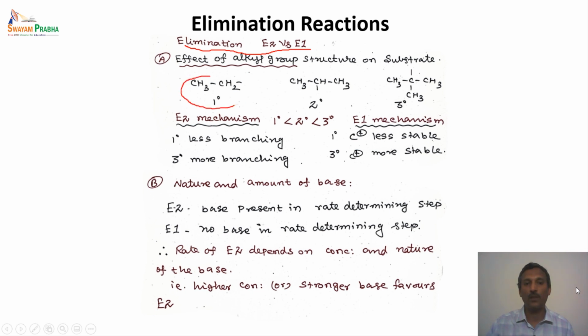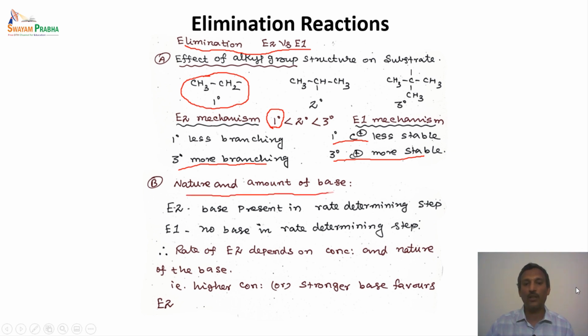So when we talk about the primary, this is a very small or linear group. According to the E2 mechanism, the primary has less branching, so this reacts much faster compared to tertiary, because there is more branching in the tertiary case. Whereas in the case of the E1 mechanism, the primary carbocation is less stable, whereas the tertiary carbocation is more stable. So the tertiary reacts much better by the E1 mechanism.